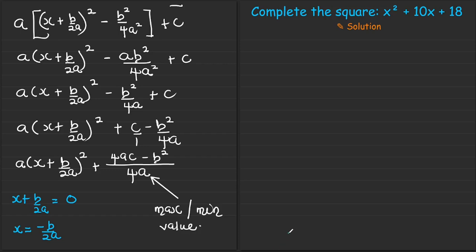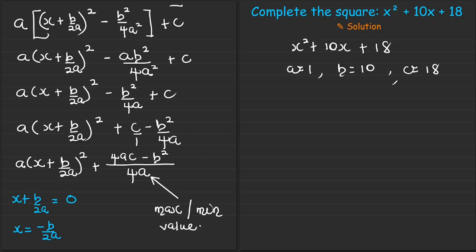So let's look at our first question. It says complete the square: x squared plus 10x plus 18. We have x squared plus 10x and then plus 18. To complete the square, we have gone through the steps already. The first thing you should do is take note of a. In this case, our a is 1, our b is 10, and our c is 18.